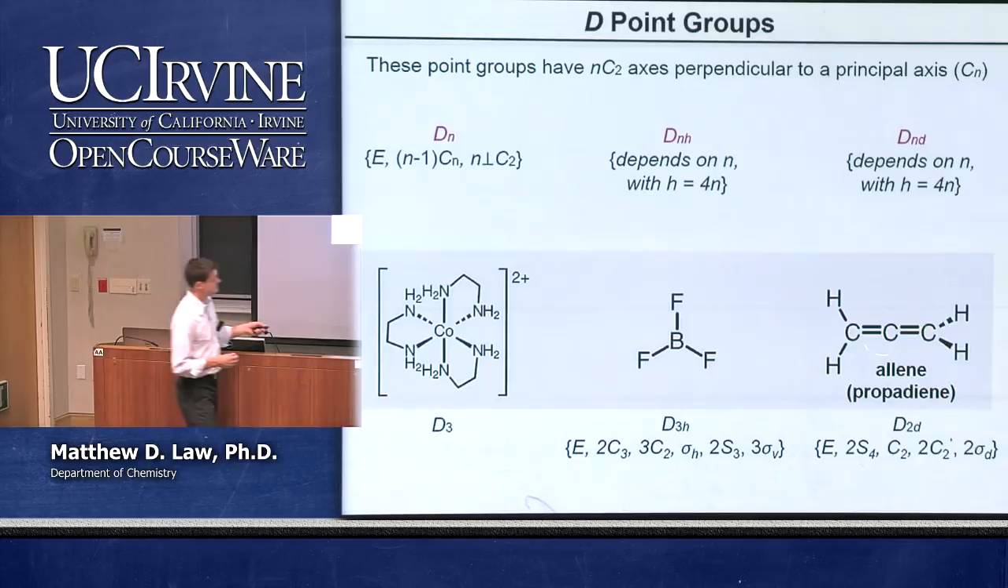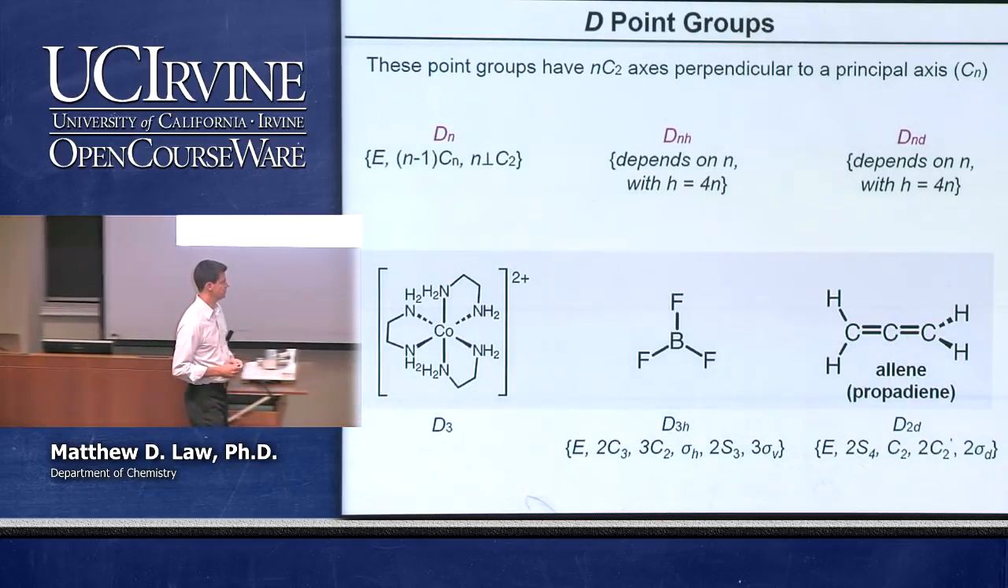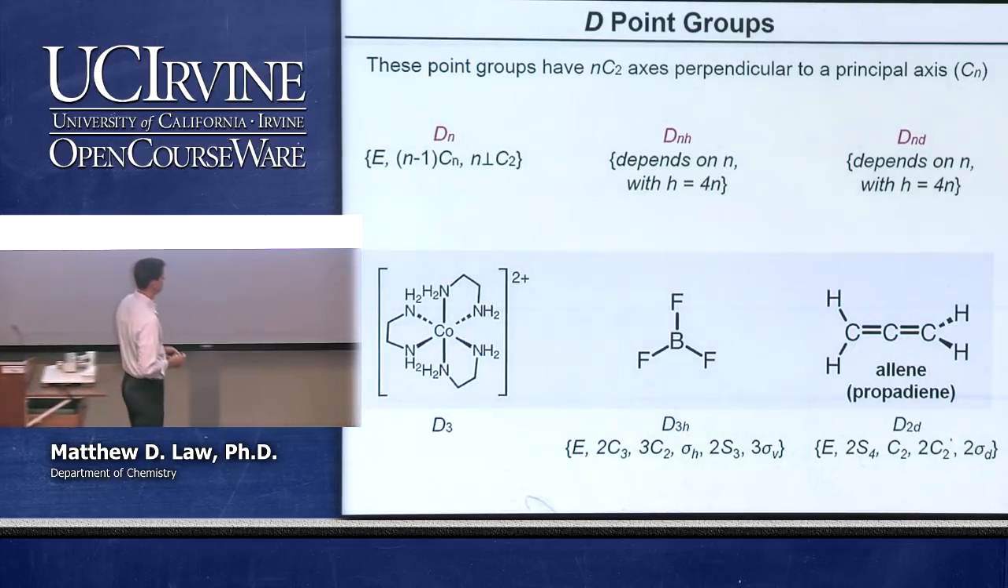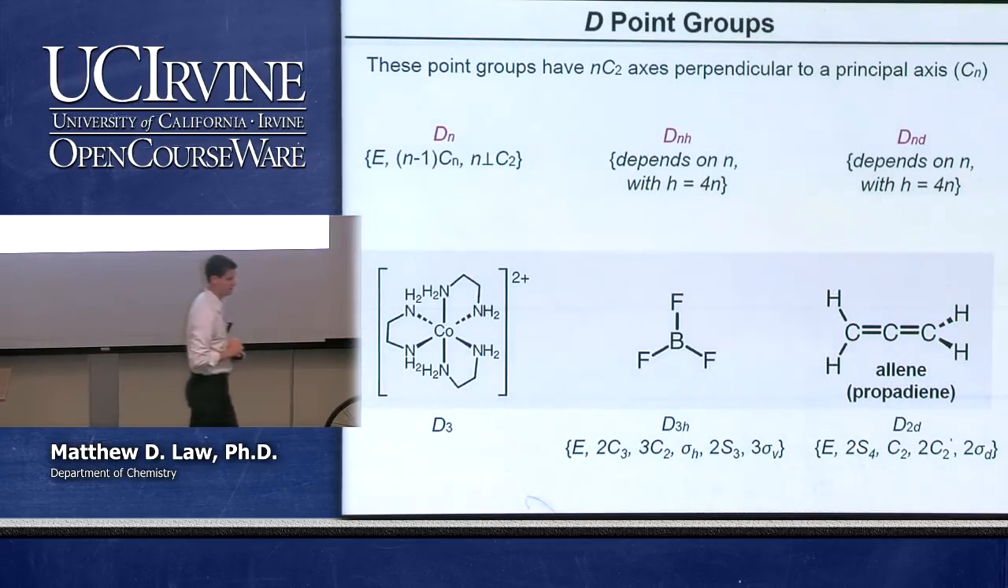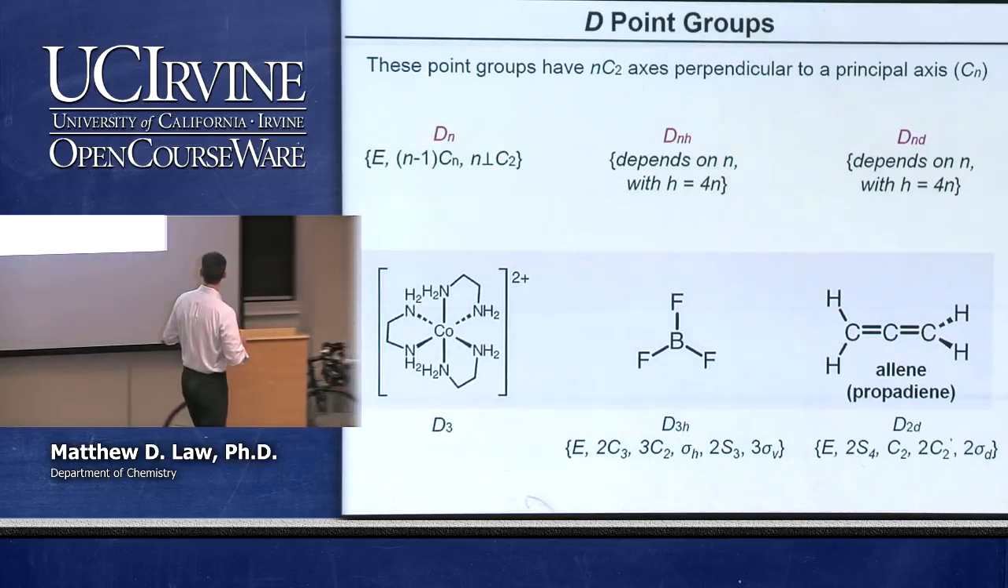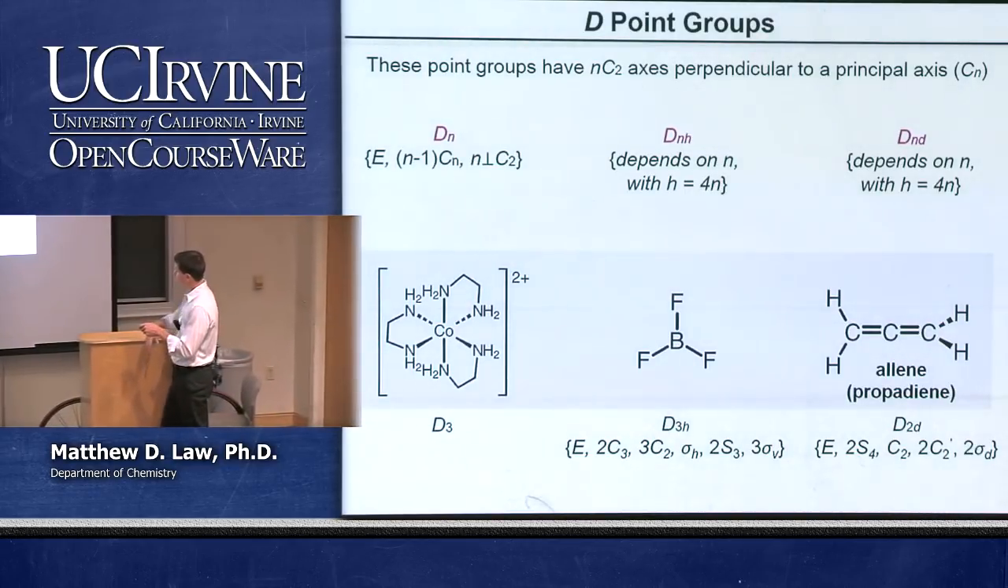Here's an example of a D2D point group. This is allene. Here we have these 2 hydrogens in the plane and these 2 hydrogens perpendicular, 90 degrees, coming out and in the plane. Right? And you can see what we've got here.